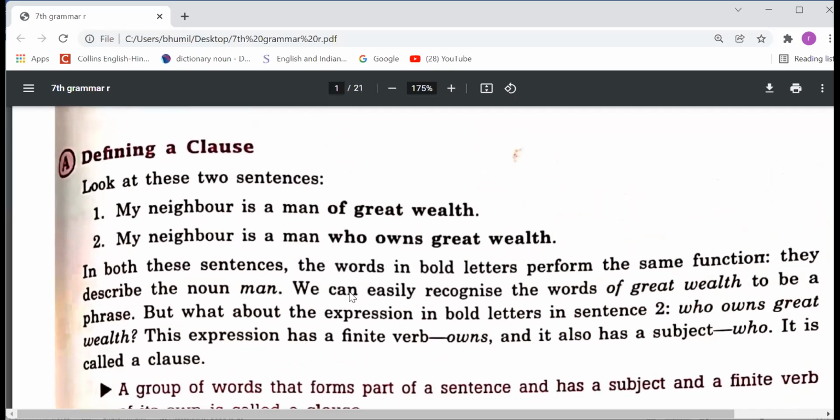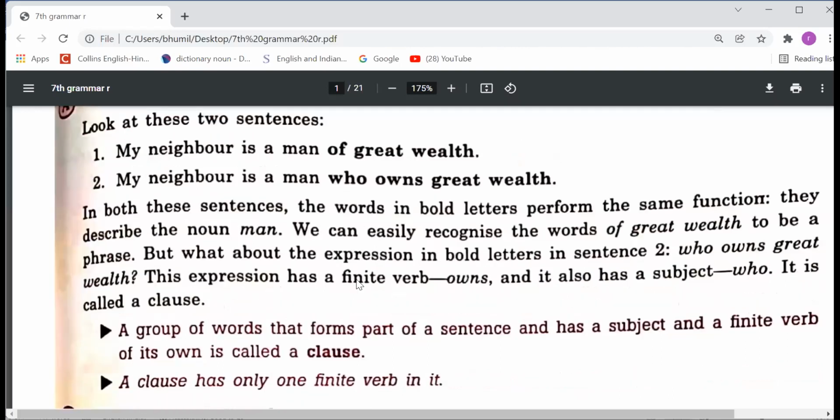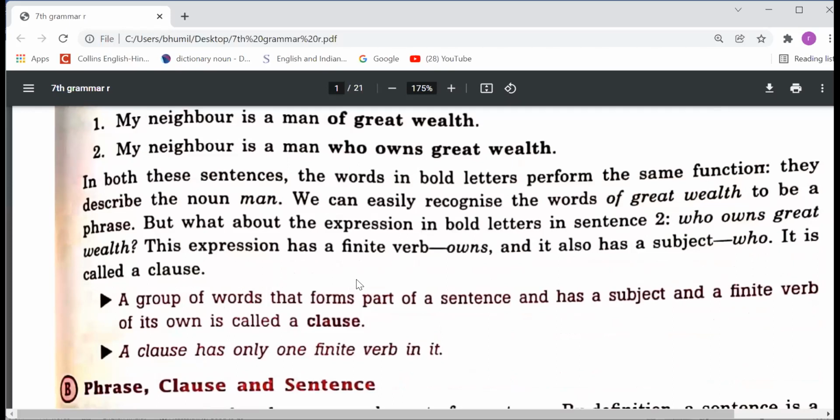So same thing, dear students, I have told you: when any word describes any noun or pronoun, that is an adjective word. But when more than one word describes any noun or pronoun, that is an adjective phrase. But when any clause describes any noun or pronoun, that is an adjective clause. So clause, we know, is the combination of subject and finite verb, right?